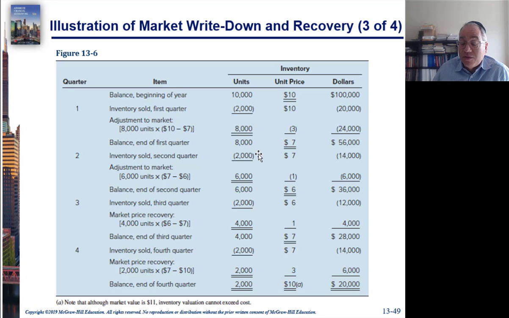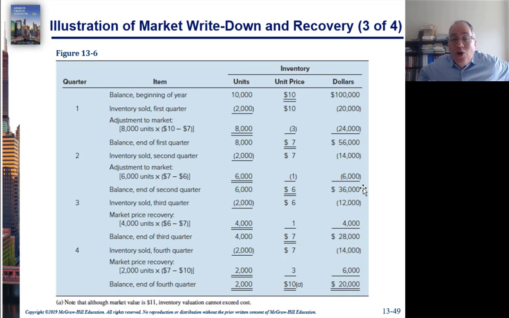I sell 2,000 more units and they cost $7, that's $14,000. And again, the value of the inventory has gone down, this time to $6. So 6,000 units times $1 is a $6,000 write-down. At the end of the quarter, I have 6,000 units left. They're only worth $6 under lower of cost to market, $36,000. And I'm glossing over a lot of the details of how you do lower of cost to market.